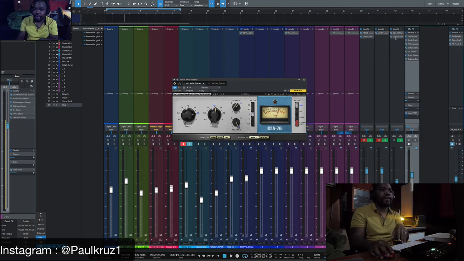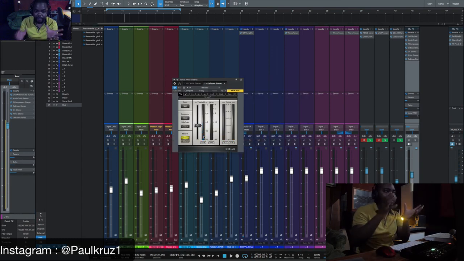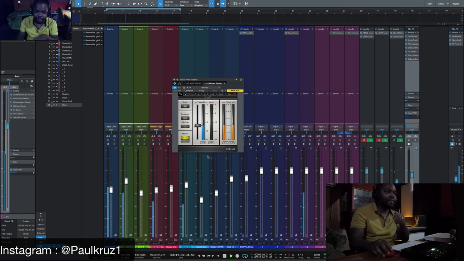And then I am DSing the same parallel chain again, to control those that have been introduced by the compressor. So if I play.